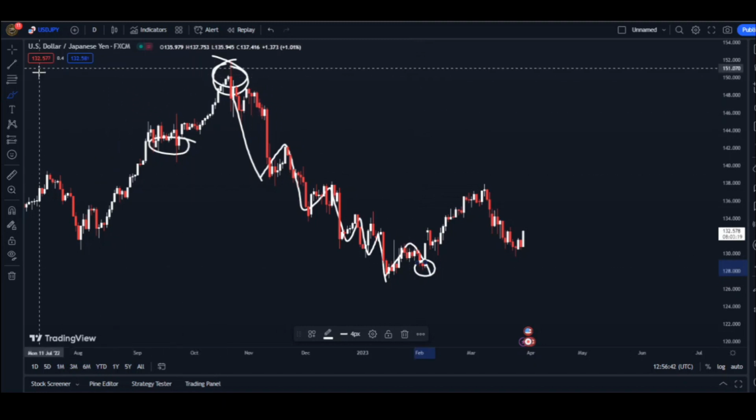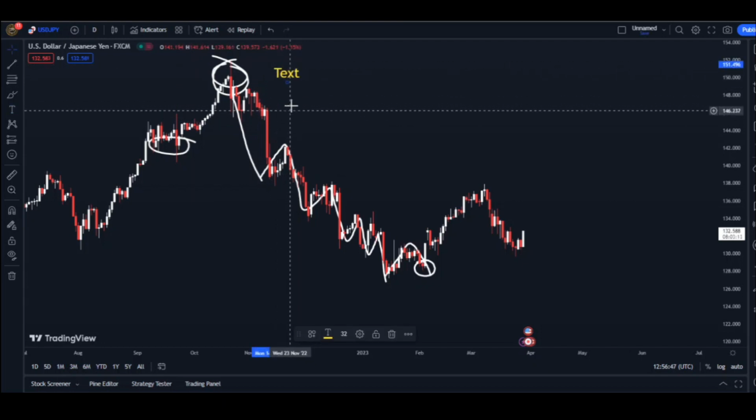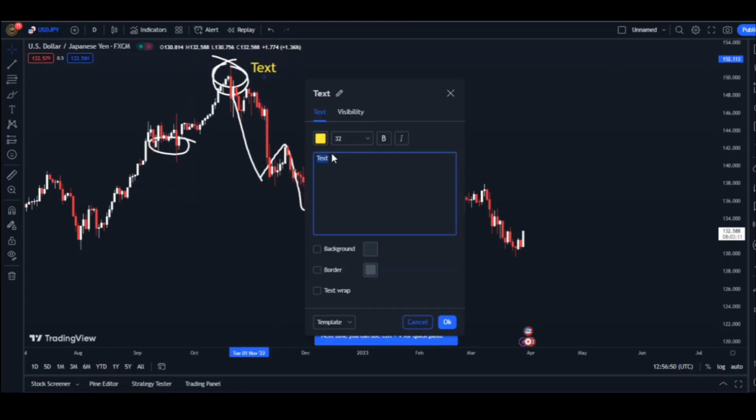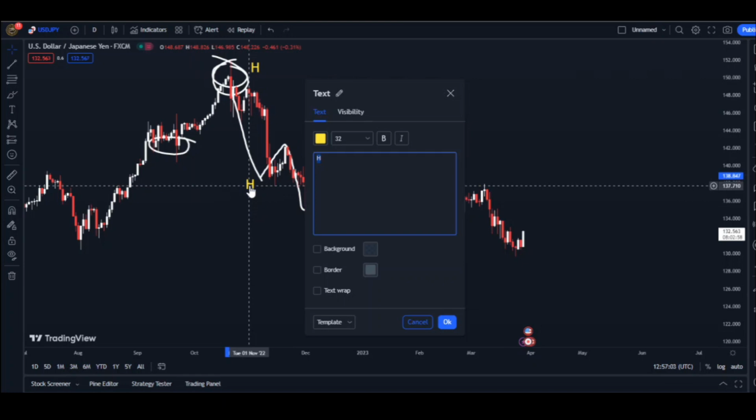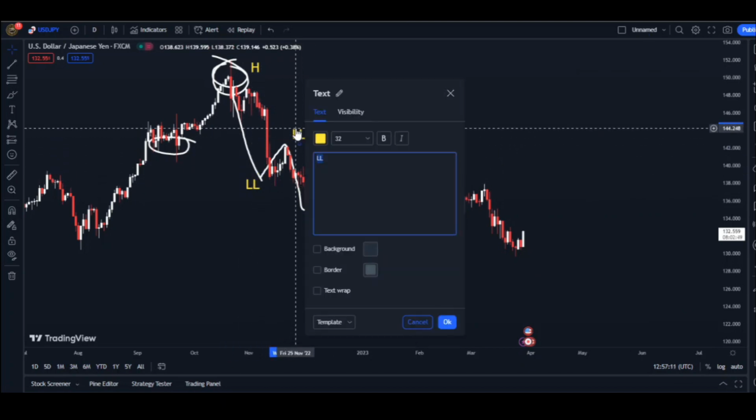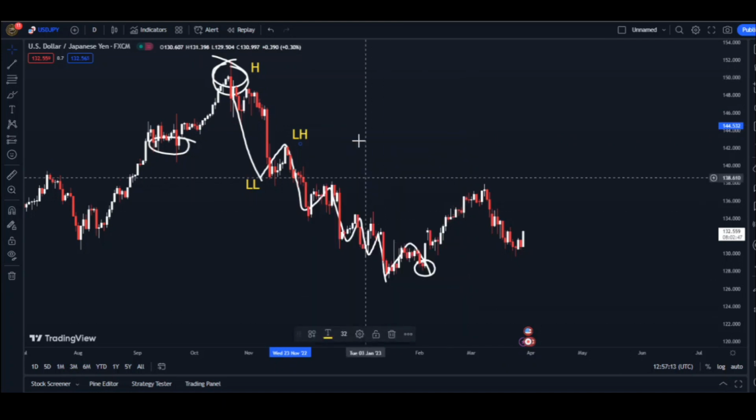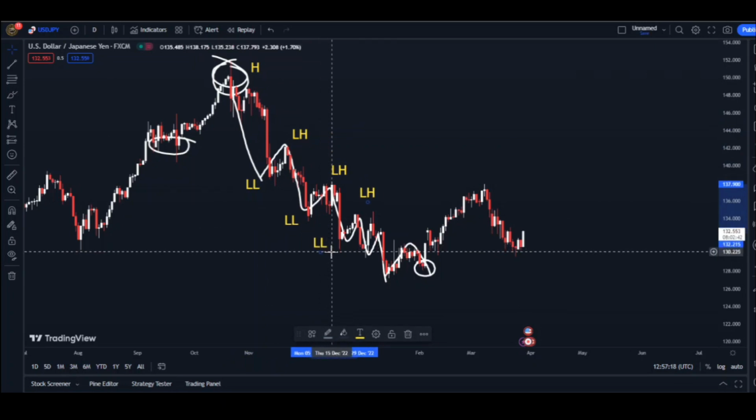So coming from this move, I'll just put some labels on these specific moves. Right, this is the high. I'll just mark it as H, and then lower low, okay, and then lower high. So I'll just copy these two labels.